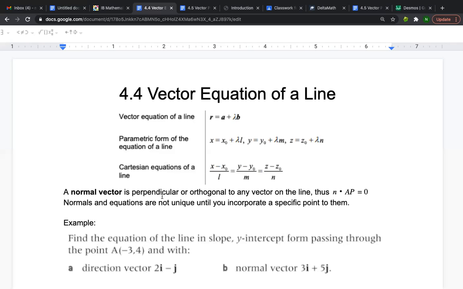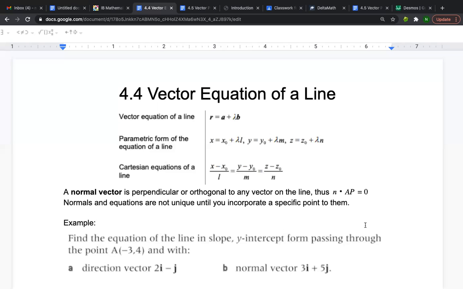Okay, a normal vector is perpendicular or orthogonal to any vector on the line. So if you have n with the dot product, or the scalar product, of a, p, or any vector, if it's equal to 0, then it is perpendicular or orthogonal. So you'll have a lot of questions that say, find the perpendicular. Are these perpendicular? And you have to prove it. So we'll talk a little bit more about those as well.